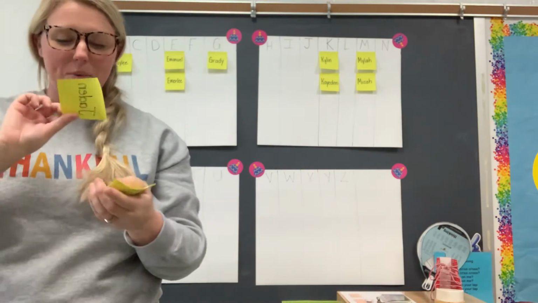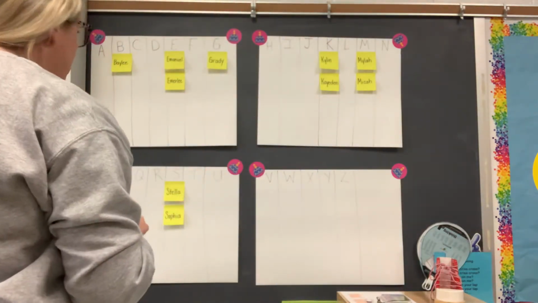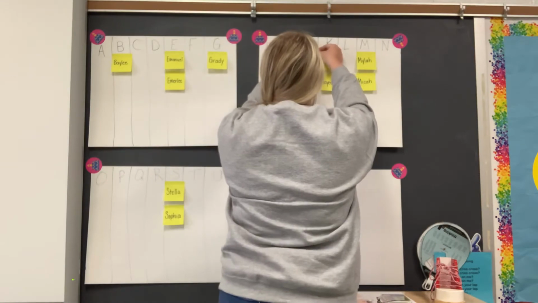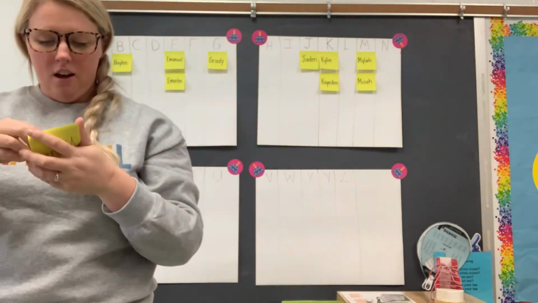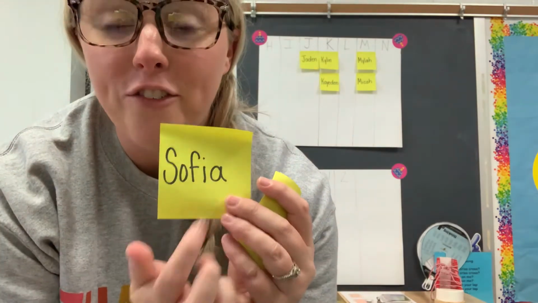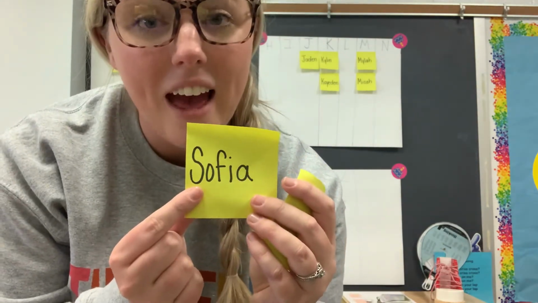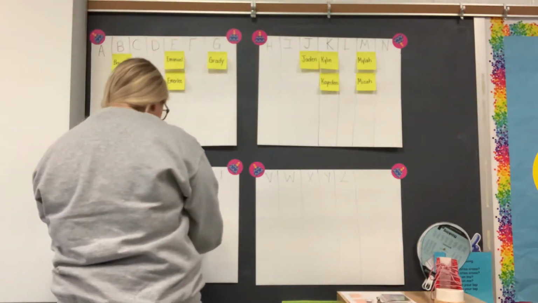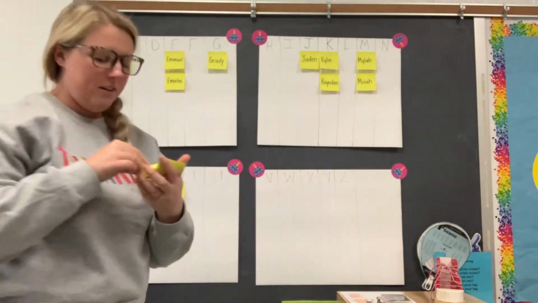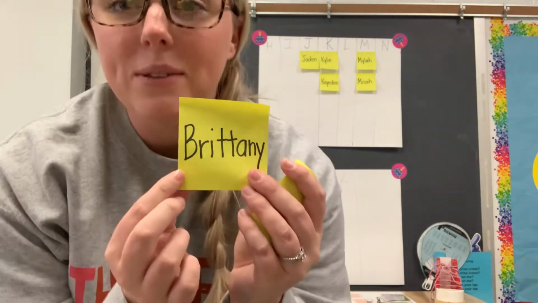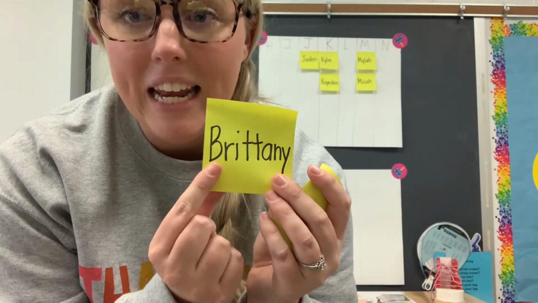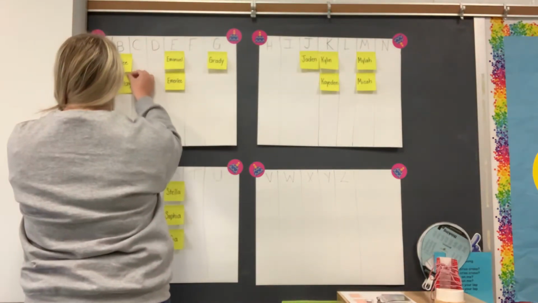All right, here's our next one. What do you see? Jaden. What does Jaden start with? A J. So I'm going to find letter J and put Jaden's name. Okay. This is Sophia. What do you see at the beginning of Sophia? An S. We have two Sophias in our class. So I'm going to add Sophia's name here. Okay. What do you see here? This is Brittany. What do you see at the beginning of Brittany? What letter? B. So I'm going to go find B and put Brittany's name.